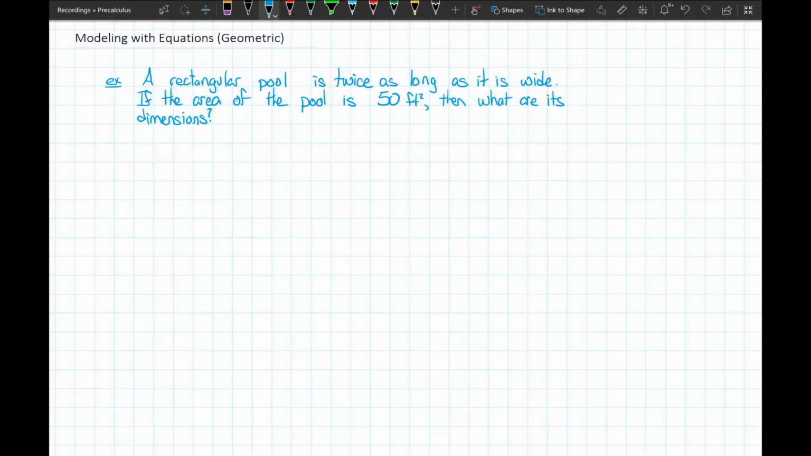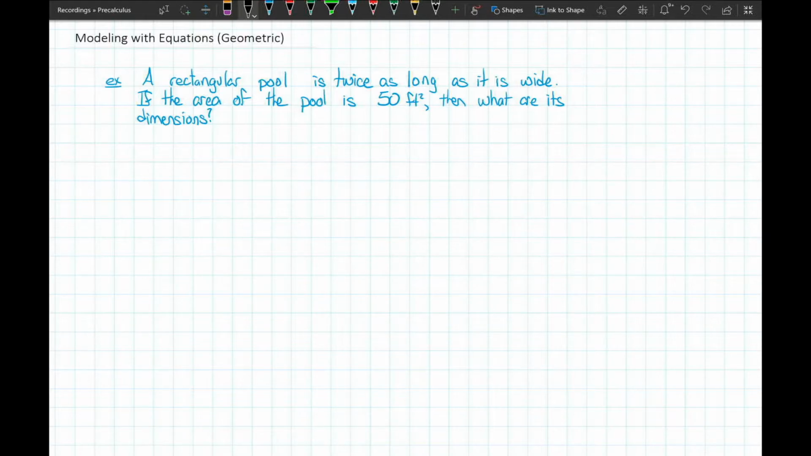Here we've got a problem where we know that a rectangular pool is twice as long as it is wide, and if the area of the pool is 50 square feet, then what are its dimensions? Well, the first step I'll recommend is to try to identify what variable is in the question. In other words, what is actually being asked here? And then we can give that quantity some sort of symbolic letter.